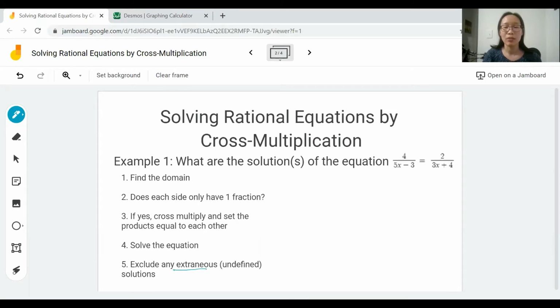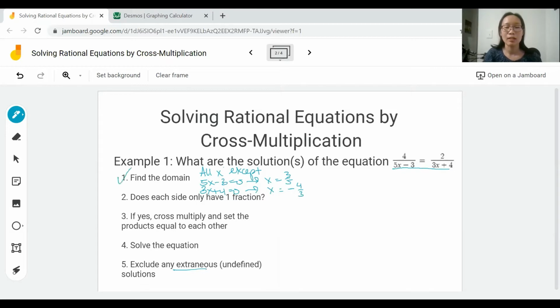First, I'm going to find my domain. My domain is all x's except what makes my denominators equal to 0. So 5x minus 3 equals 0 gives me x is equal to 3 over 5. And if I have 3x plus 4 equals 0 and I solve it for x, I get x is equal to negative 4/3. So that means these two are invalid options, but I can use everything else.